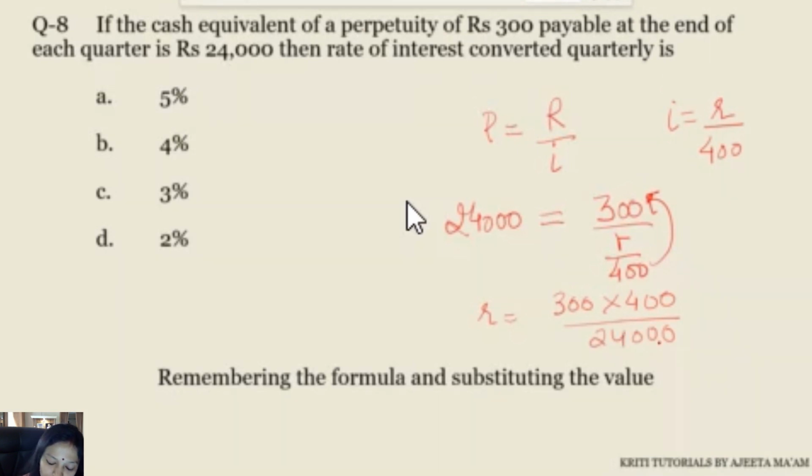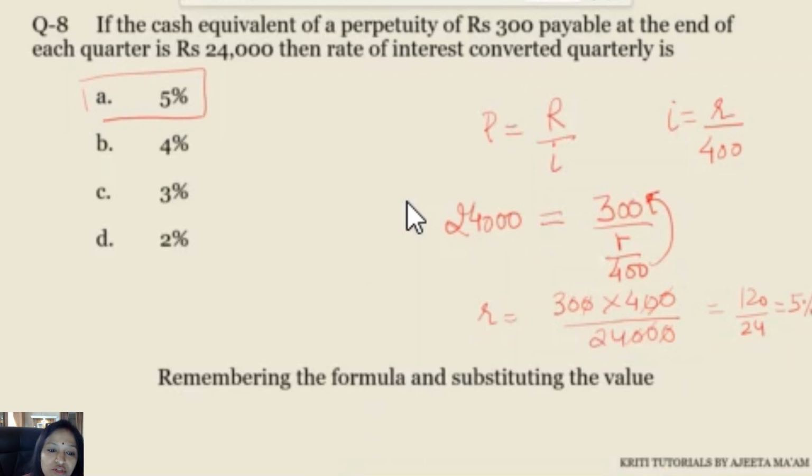Right? So what will you get? Three zeros cancel out, and you get 120 upon 24, which is 5%. Clear to all? So what is the correct option? Option A is correct. So this is a simple question based on perpetuity, that is financial maths, and we have to simply remember the formula and substitute the values. Now let's move to the next question.